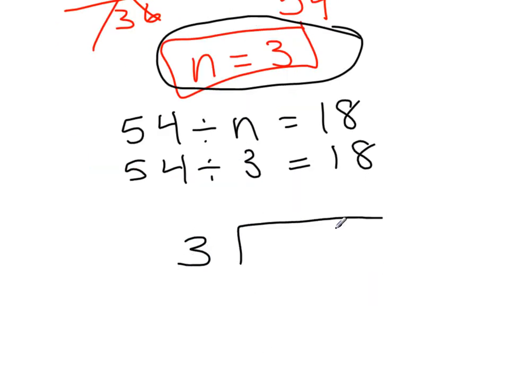So go ahead, test me. Make sure I'm not lying to you. You don't know if I am. I could be. Take 3 and divide it into 54 and see if you come up with 18. Because if you do, then you're right. And n is our solution.